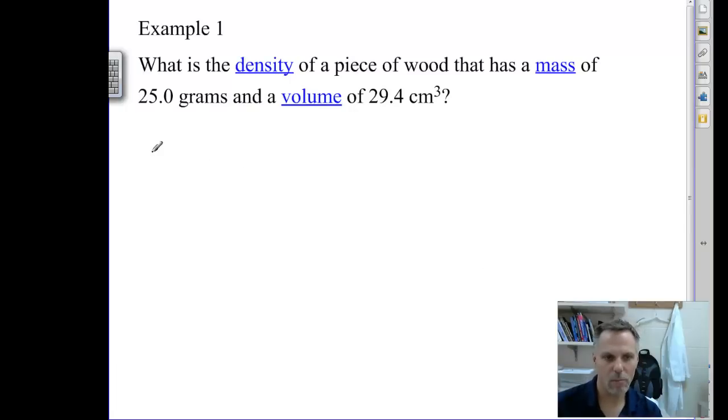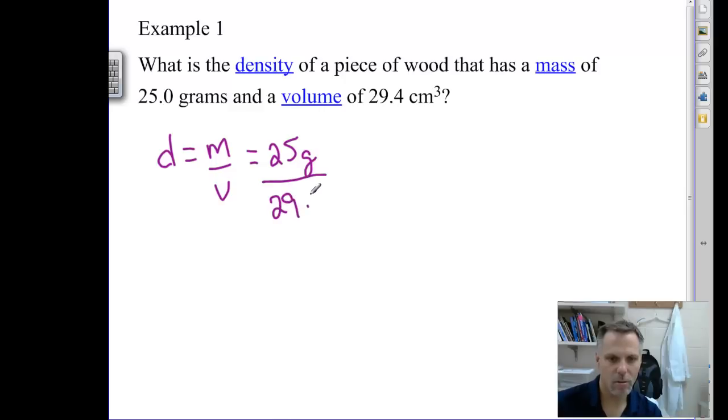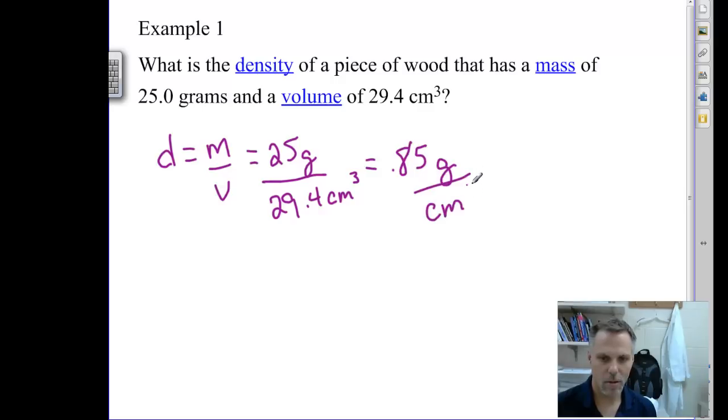Let's see how we can use these in problems. This says, what is the density, equaling mass divided by volume, of 25 grams when an object is 29.4 centimeters cubed? If you were to take this and put it into your calculator, I think it's 0.85. So we take 25 divided by 29.4, and we get 0.85 grams per centimeter cubed. Try it. Actually try it.